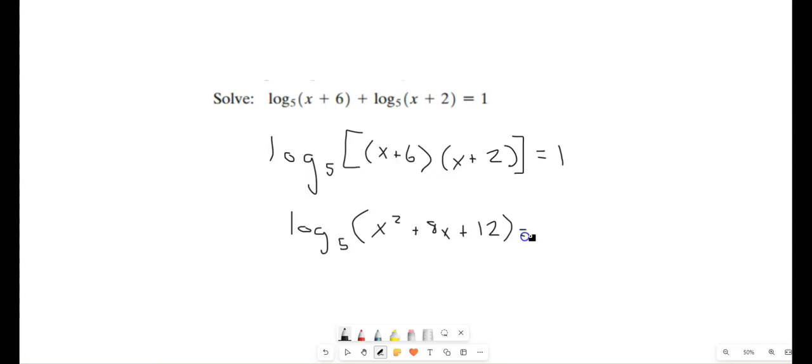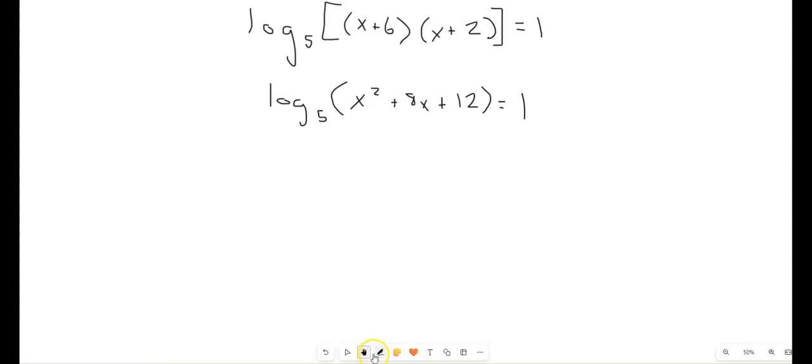Again, this is all equal to 1. All right, and next, so more room. We're going to go ahead and use our logarithmic to exponential form. So in order to do that, remember we take the base, we raise it to the power, that's what's on the other side of the equal sign here, and we set that equal to our argument. So x squared plus 8x plus 12, and there we go. So this is just a 5.